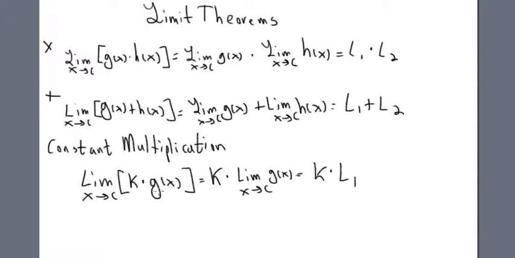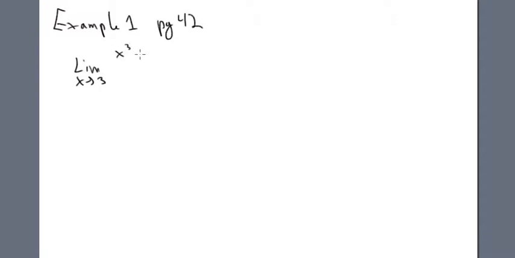Now, let's take a look at the example at the bottom of that page. So we have example 1, and this is on page 42. It says use the limit properties to prove this. Limit as x approaches 3, we have x cubed minus x squared minus 2x minus 12 over x minus 3. And it says prove that equals 19.